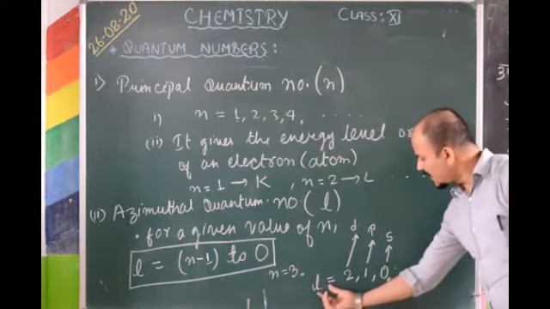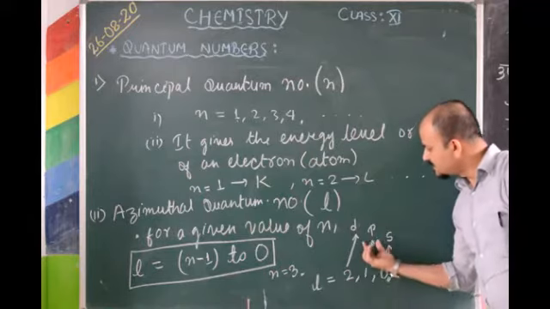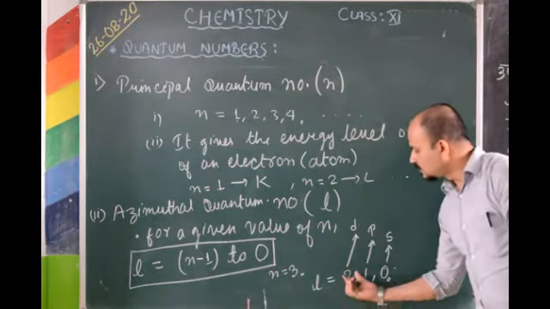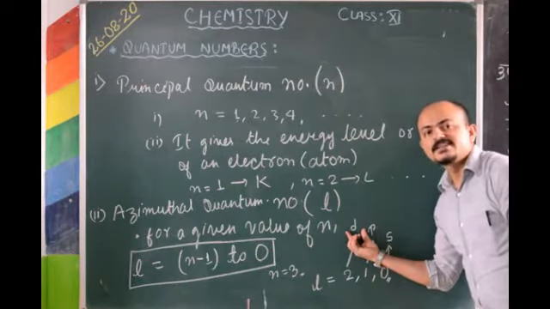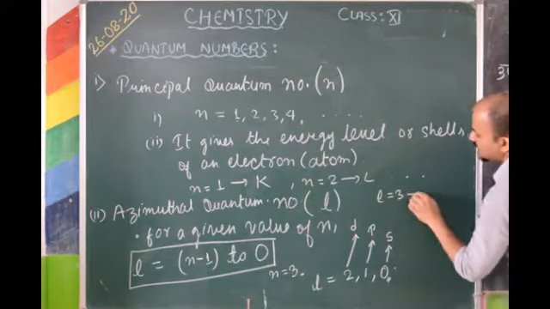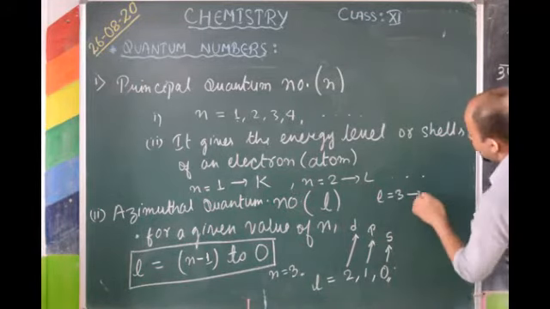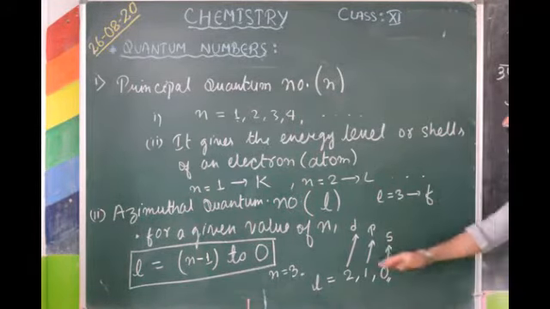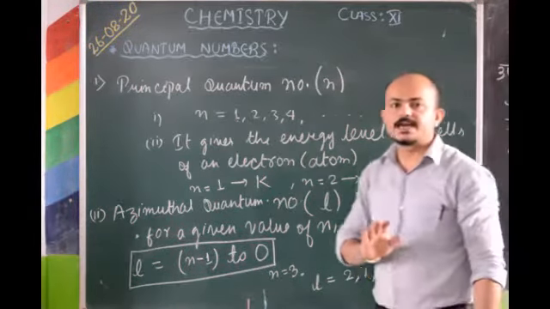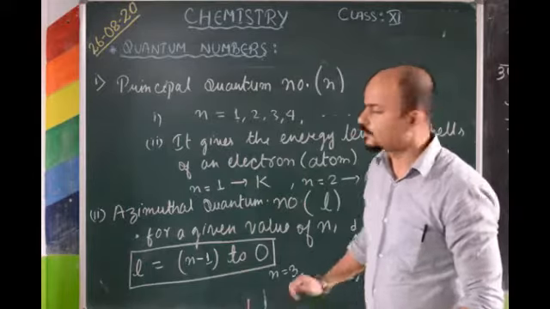S. For L equals 1, it is designated as P. For L equals 2, it is given the designation D. If L equals 3, then it is designated as F. Okay? So these are the things that you have to know. And this is very simple. Here you just have to remember them.